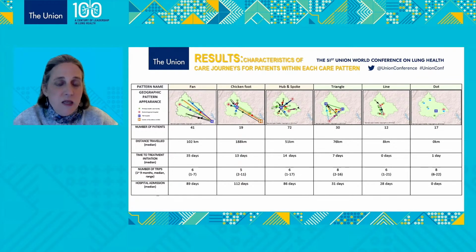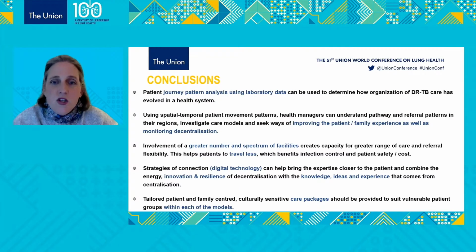65% agreed that the DRTB decentralization program had provided an opportunity for more family-centered care for both parent and child and patients, with 17% being unsure and 17% disagreeing. So our conclusions were that the patient journey pattern analysis using laboratory data can be used to determine how organization of DRTB care has evolved in a health system. Using spatial temporal patient movement patterns, health managers can understand pathway and referral patterns in their regions. They can investigate care models and seek ways of improving the patient and family experience, as well as monitoring decentralization.